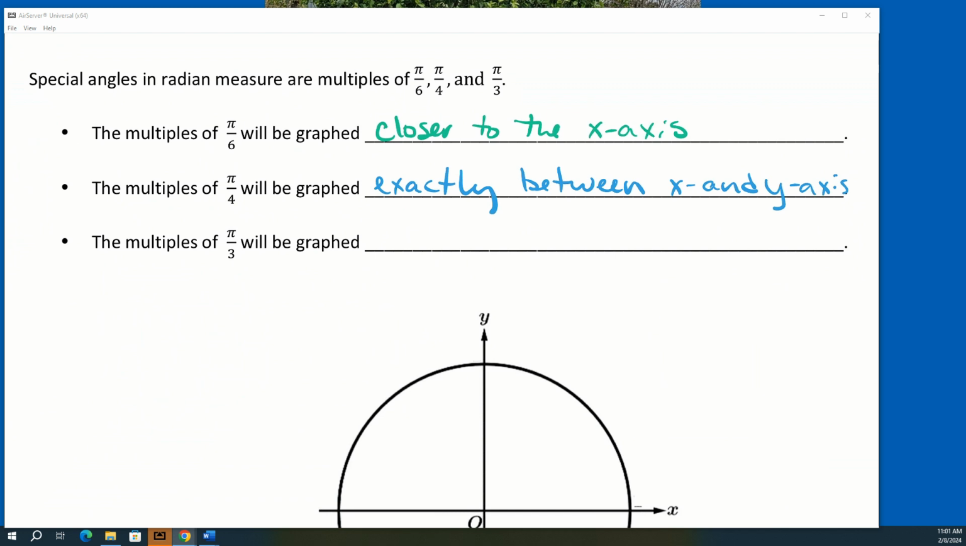So what angle in degrees do you think that corresponds to? One that would be exactly between 45 degrees. So when you're graphing one of the pi over 4 angles, you kind of think about 45 degrees. When you're graphing one of the pi over 6, you kind of think about 30 degrees. That's what it corresponds to in degrees. And then pi over 3 is going to be graphed closer to the y-axis. So on those, the pi over 3 corresponds with 60 degrees.